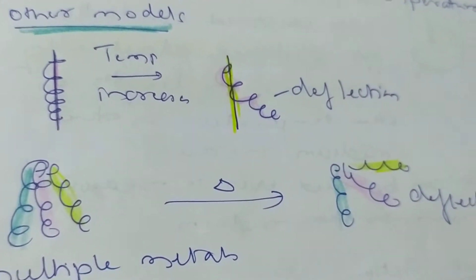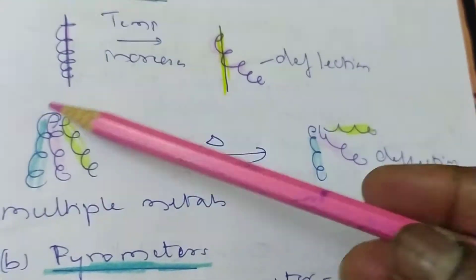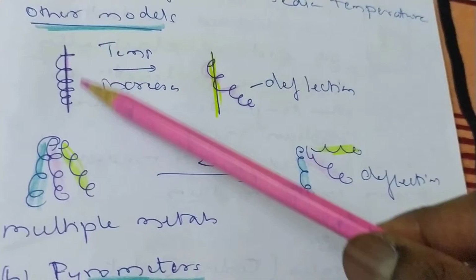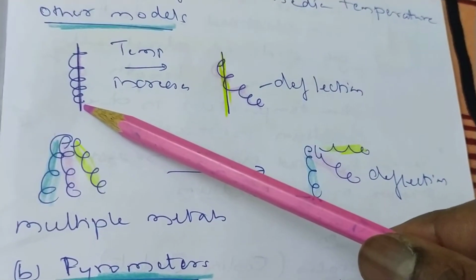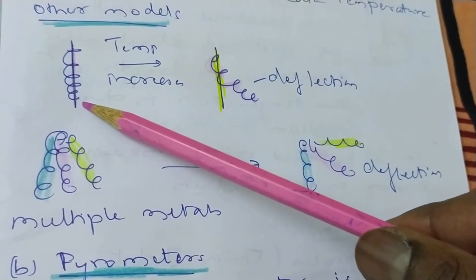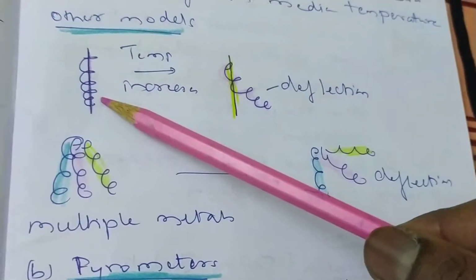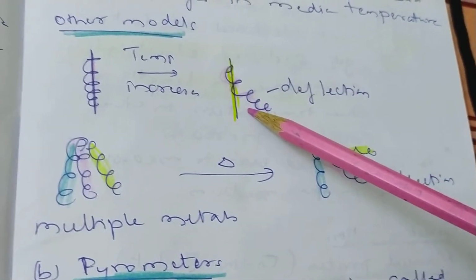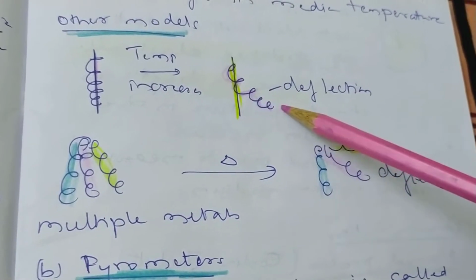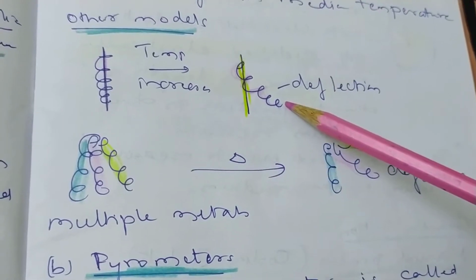There are other models which you're seeing here. Can you observe the other models here? What do you see here? One is a straight wire and the other is a coiled wire next to it. Another way of detecting, in the same bimetal, the replacement is this. As temperature increases, what's going to happen? The wires are deflected. The one which is coiled is deflected. You can see the difference between the two.